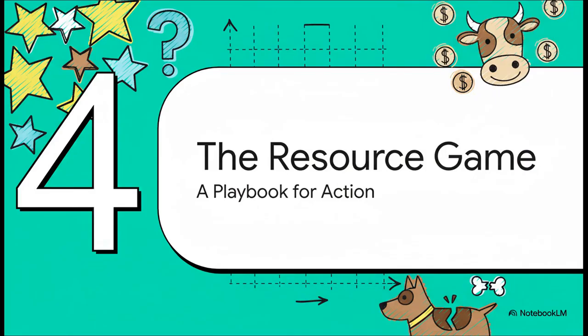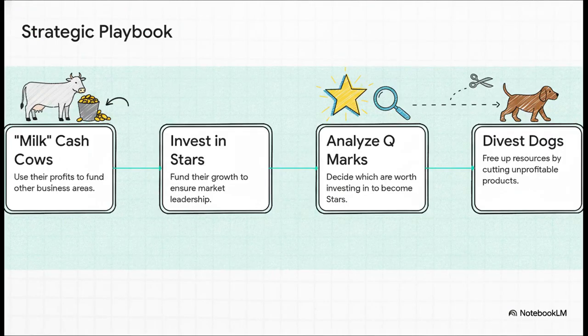Now what? Well, the BCG Matrix isn't just about labeling things. It's a playbook for what to do next. The strategy it creates is this continuous cycle. First, you milk that extra cash from your low-maintenance cash cows. Then, you take that cash and you use it to feed your hungry stars so they can keep growing and stay on top.